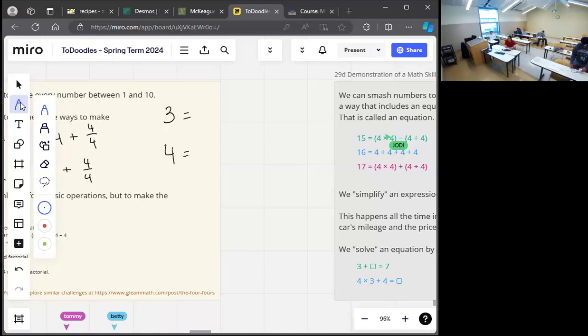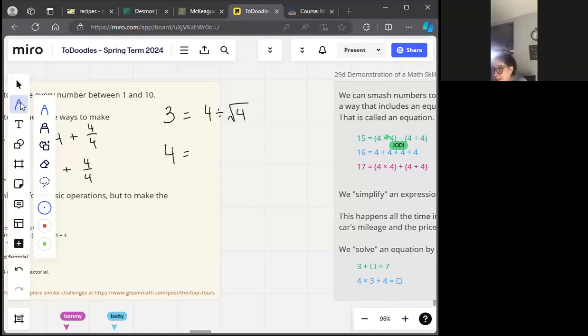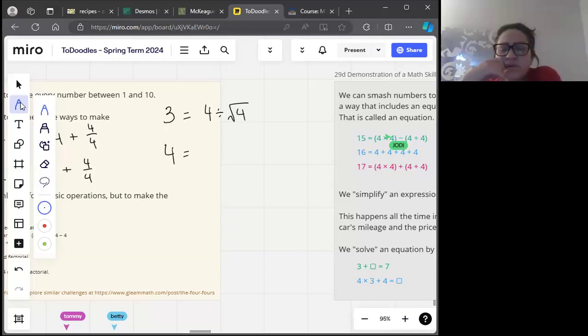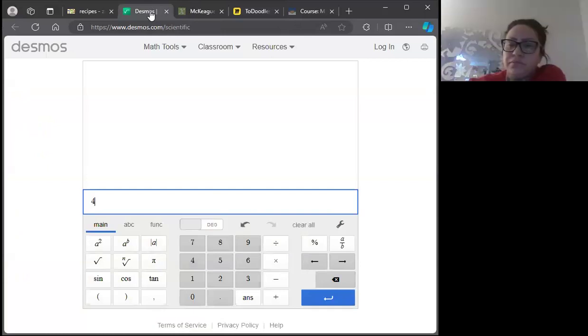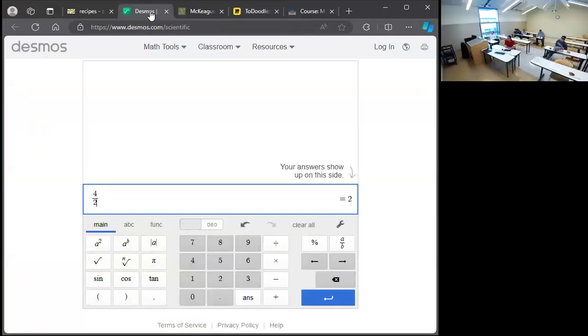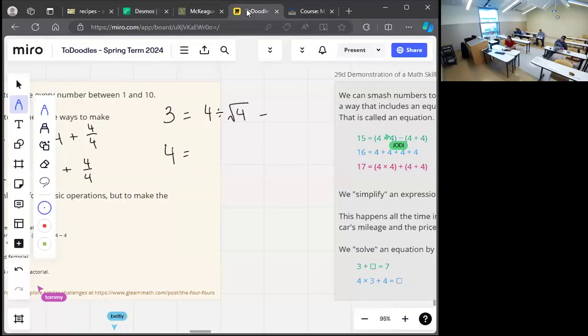So for 3, if I do 4 divided by the square root of 4, that's 4 divided by 2. So what do I have so far? You have 1. 4 divided by 4... 4 divided by 2. Okay, this is the same as 4 divided by 2. So I have 2, and then if I add a 4 over 4, then I get up to 3.